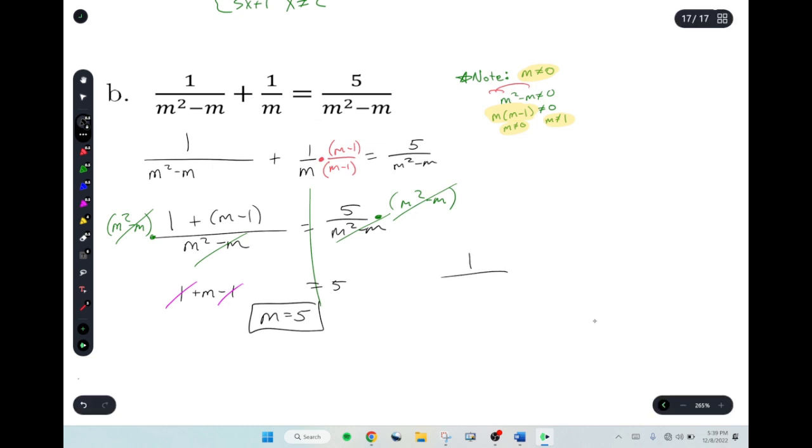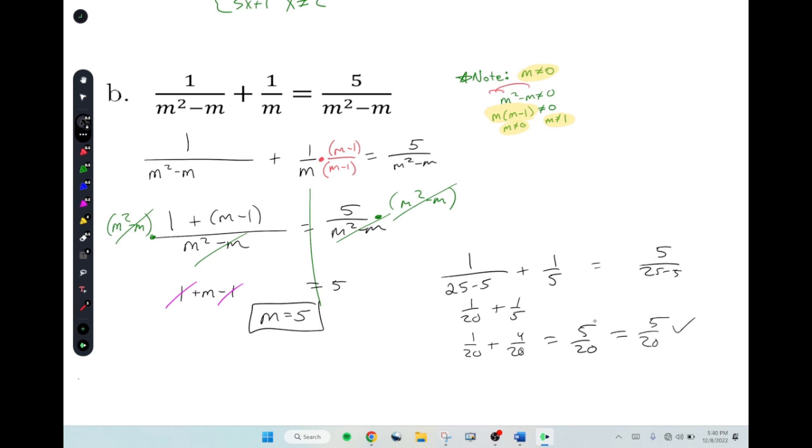If you want to go check it, that's kind of fun. Watch. 1 over 25 minus 5 plus 1 over 5 equals 5 over. So that's 1 over 20 plus 1 over 5. So that's 1 over 20 plus 4 over 20, which is 5 over 20. Gives us, yay, it worked. And we never, in the re-plugin, got a 0 on the bottom, so it was a good plugin.